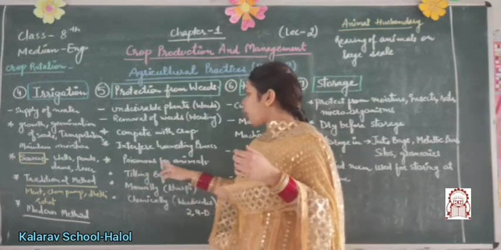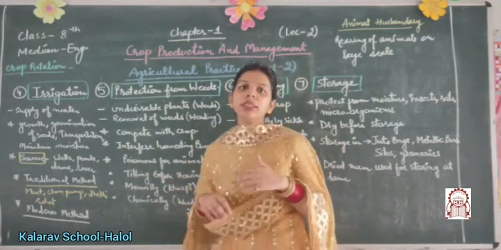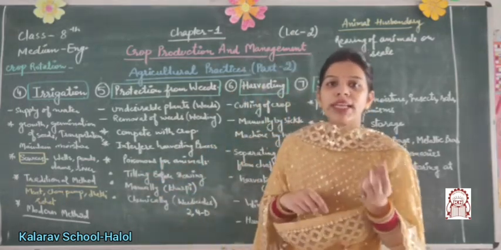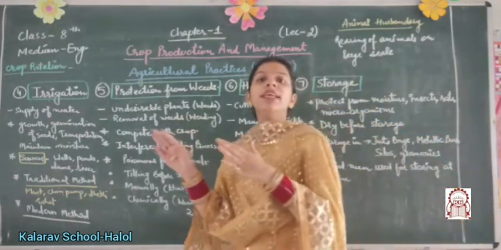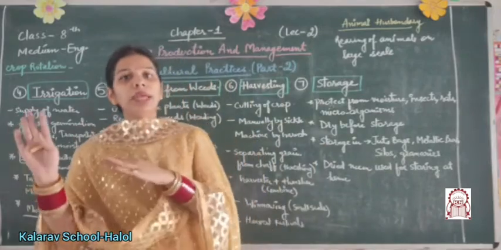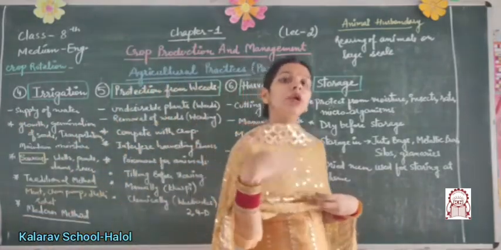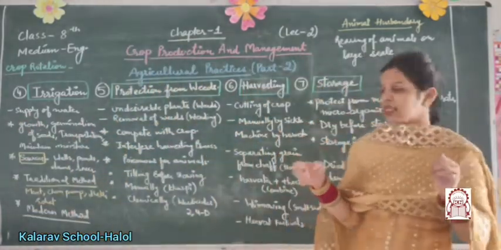Next is it is poisonous for animals as well as human beings. So these weeds are very poisonous. So we have to remove these weeds from the main crops. So we have to use a number of methods to remove these weeds.